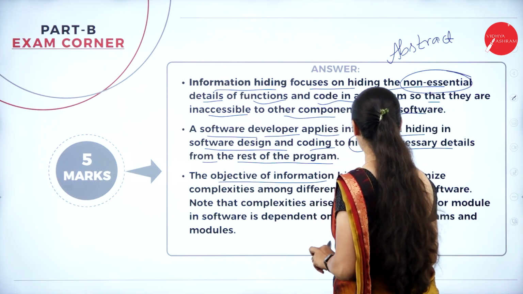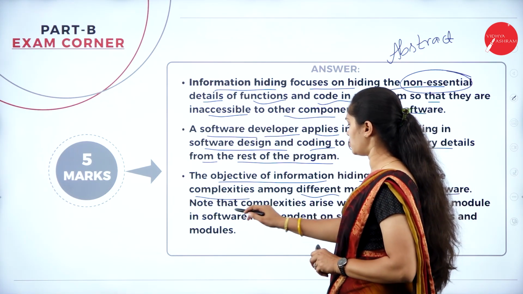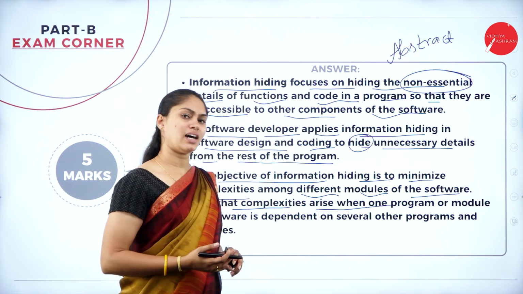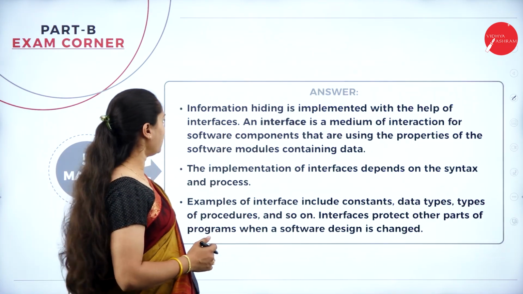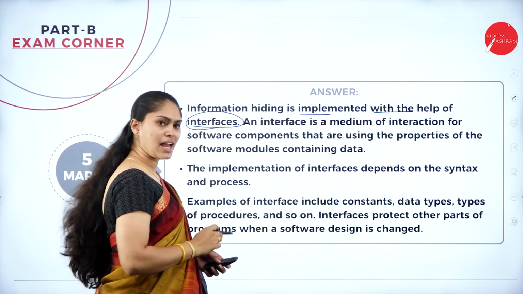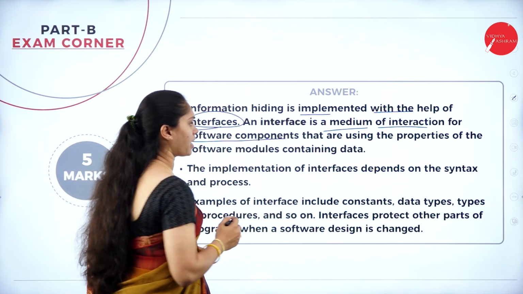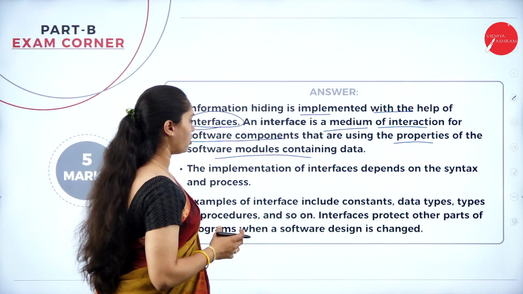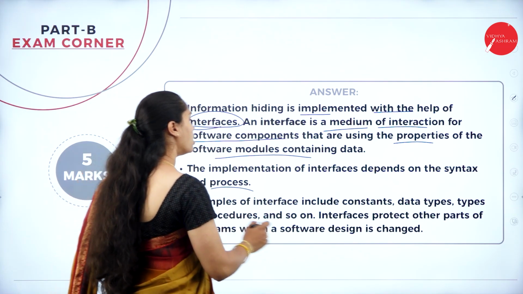The main objective of information hiding is to minimize the complexity among the different modules of a software. Complexity arises when we have interaction between one module and another. If we don't have interaction, then the complexity will be minimized. Also, information hiding is implemented with the help of interfaces. Mainly, an interface is a medium of interaction for the software components that use the properties of software modules which contain the data. The implementation of those interfaces will always depend on the process as well as the syntax.